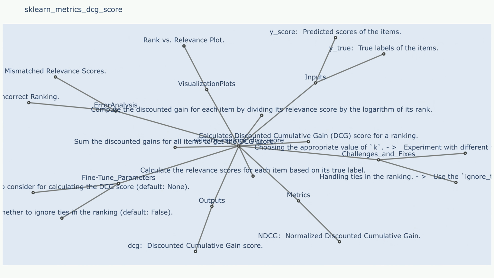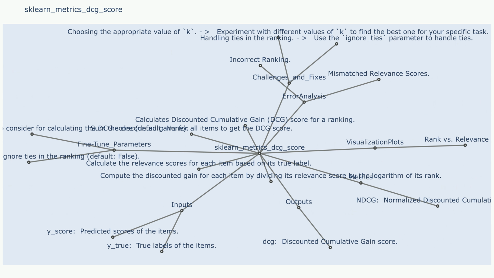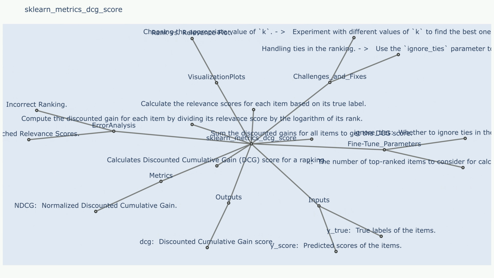Challenge 2: choosing the right k. Sample use case that resulted in challenge 2: when the dataset contains many irrelevant items, choosing a large k value might inflate the DCG score, as it will include many irrelevant items in the calculation. Fixes to challenge 2: carefully select the k value based on the specific application and characteristics of the dataset. Experiment with different k values to find the one that best reflects the ranking performance.